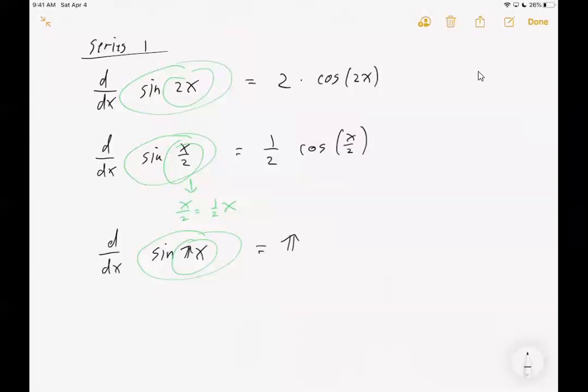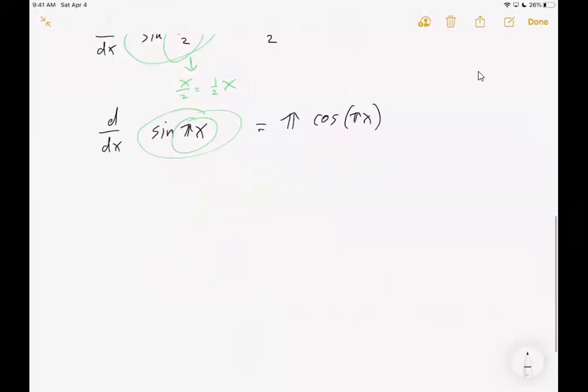Inner function has a derivative of pi. Outer function, it's a cosine of pi x. Back again, it's optional whether to put the parentheses in. Mathematicians often don't when it's a product. So one more in this series.